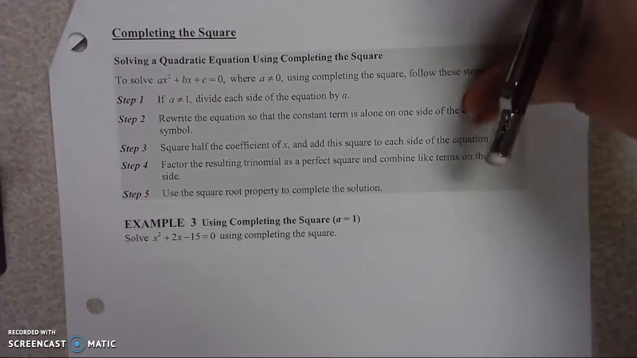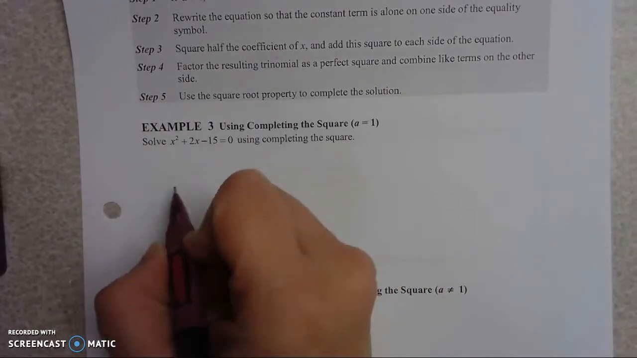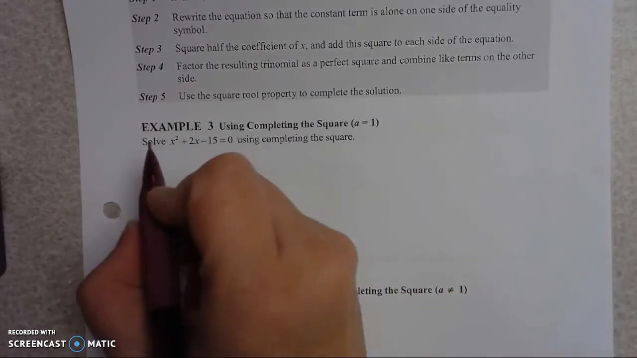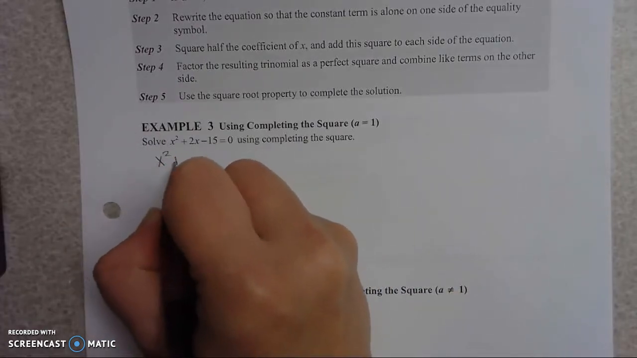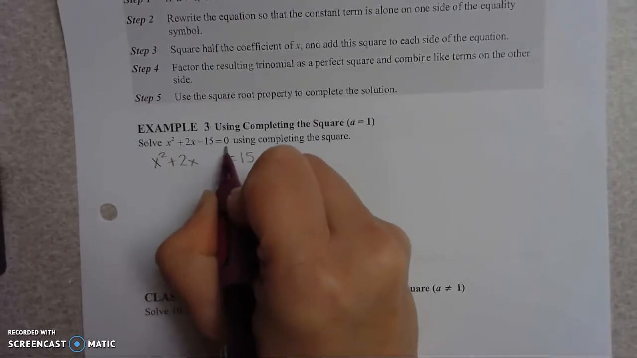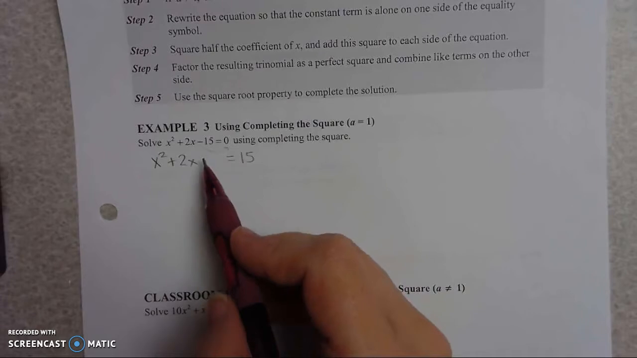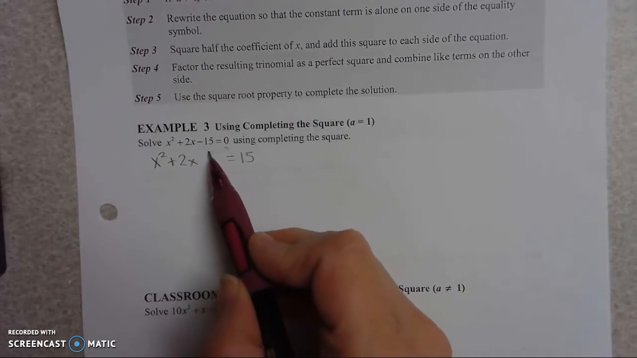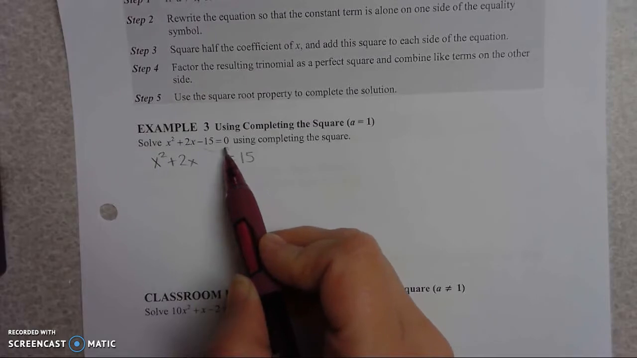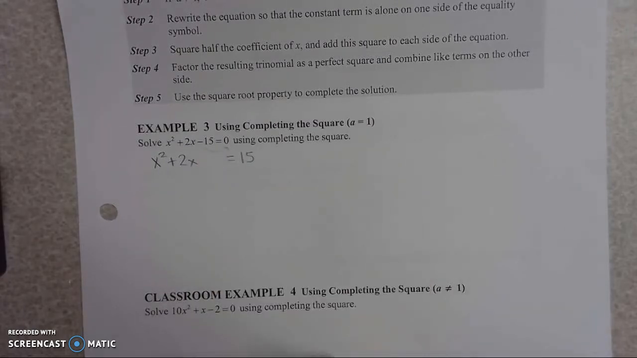Alright, if I have x squared plus 2x minus 15 equals 0, I want to solve it by completing the square. So I notice that my a is a 1, so I don't have to divide by anything. So I'm going to take x squared plus 2x, and I'm going to move the 15 over to the other side. And you can add 15 to both sides, or think of it as I'm going to take negative 15 and move it over to the other side of the equal sign. And so when I cross the equal sign, my number changes signs from negative to positive.